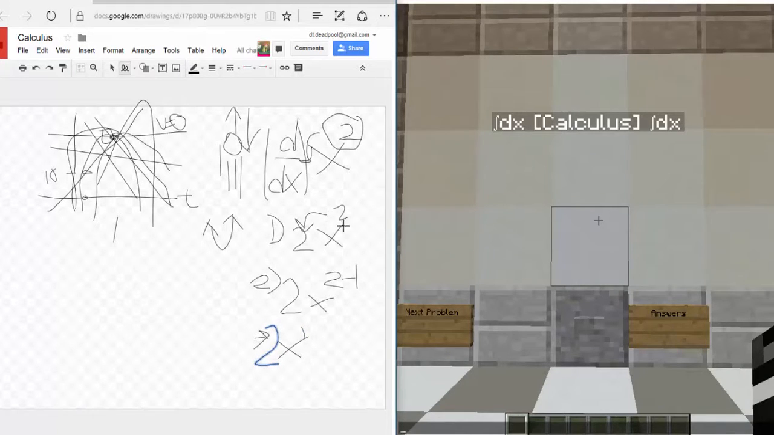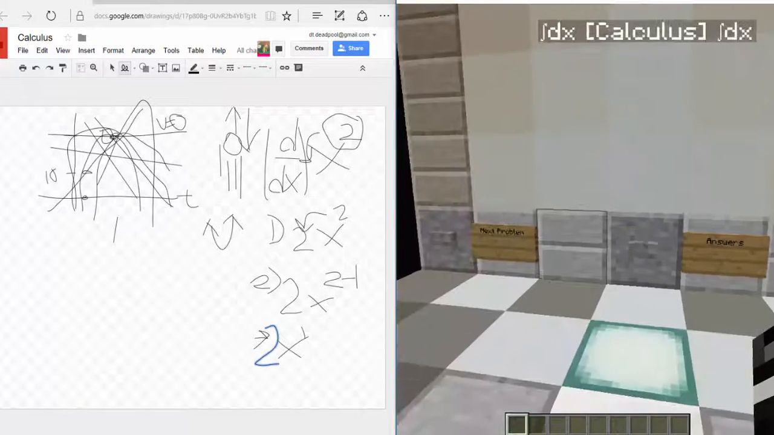So Benny, what's the first step? Bring the exponent to the front of the x. Yes. Then minus 1. Yes. There you go. Okay, so let's do the first problem because there are 2 practice problems.